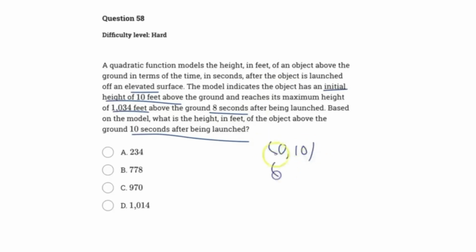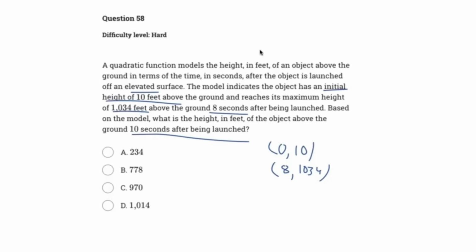And they also give us the maximum value of 8 seconds after being launched. It is 1,034 feet. Now the only problem with regression is that to use regression on Desmos, you need to have one extra coordinate point above your degree of the polynomial. So if I had a linear function, I could have 2 coordinate points and it would work.